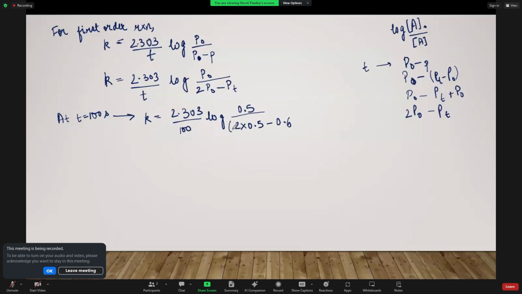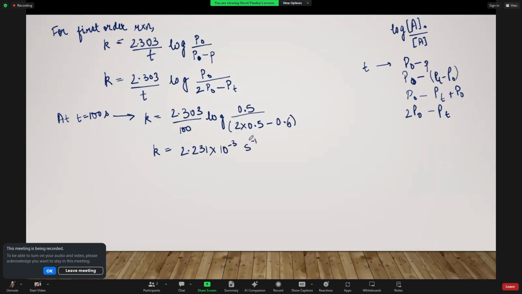ठीक है, so this will be 1 minus 0.6 और this will be 0.4, तो log के अंदर 5/4 आएगा. ठीक है, तो 2.303 by 100 log 5/4. On calculation you will find k will be 2.231 into 10 to the power minus 3 per second.